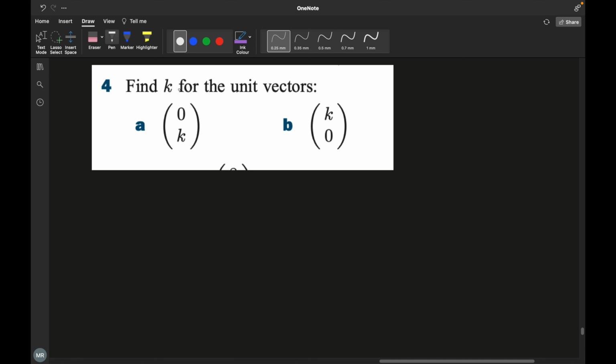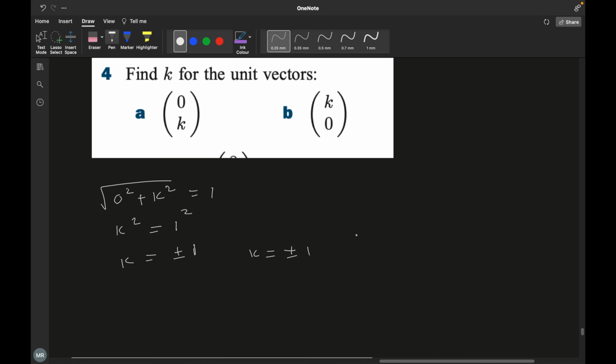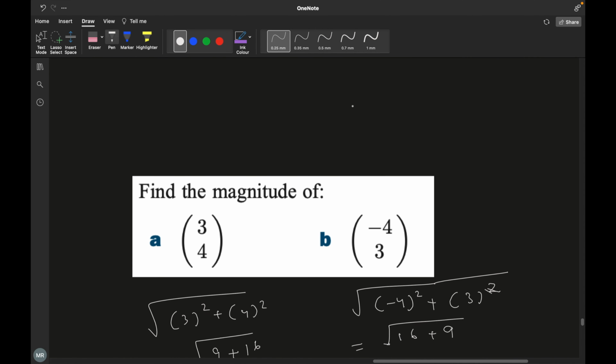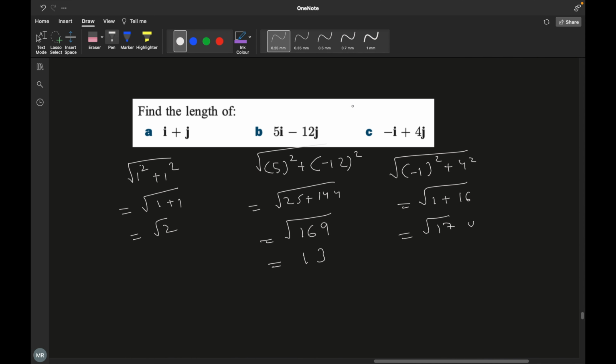We have to find k for the unit vectors. Alright, so we have to make this the unit vector. Therefore, square root of 0 squared plus k squared is 1. Let's square both sides. And k is plus or minus 1. The answer would remain the same for this also. K is plus or minus 1. Now we have to find the length of this. I think we already did this question. Yeah.